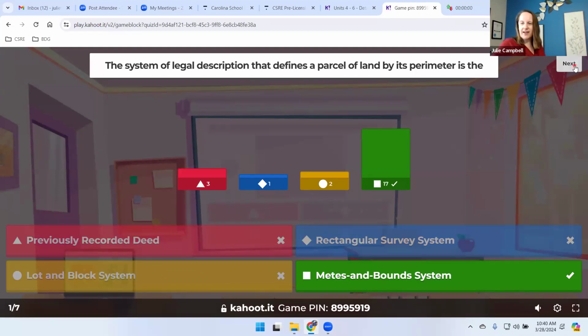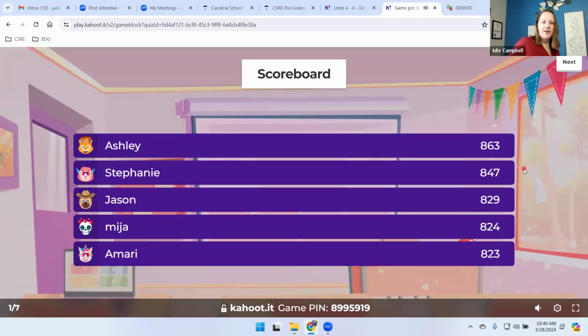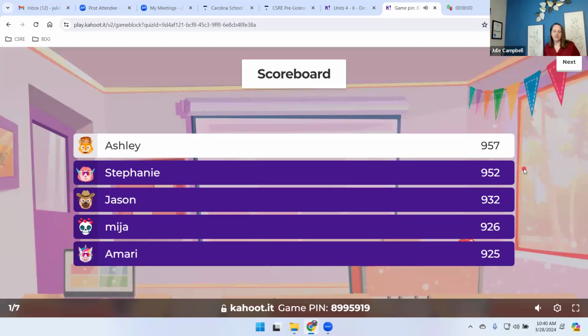So let's see who got it right the fastest. Ashley came out the gate, followed by Stephanie and Jason. Mia, that's right, and Amari.